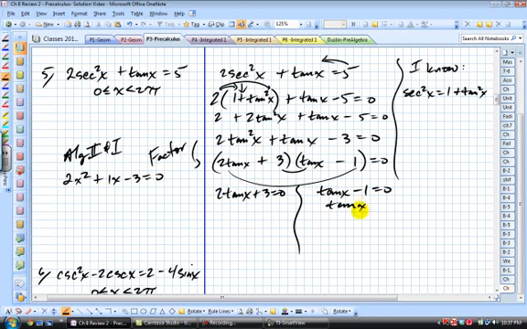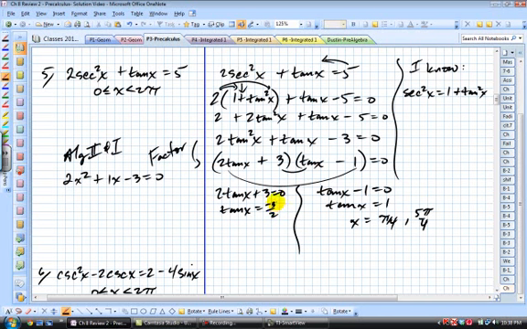Let's do the easy one first. Tangent x equals 1. That's equal to pi fourths, and the 5 pi fourths, we already talked about that. And this one here, you got to subtract 3 and divide by 2. So tangent x equals negative 3 halves. This is a calculator problem right here. Why? Because this negative 3 halves doesn't exist on a 30, 60, 90 or 45, 45, 90.